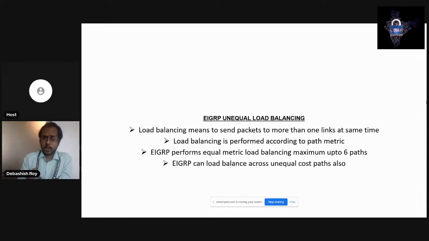Now, EIGRP can load balance across unequal cost paths also, and that is a unique feature of EIGRP because the previous routing protocols, RIP, Routing Information Protocol, or OSPF, Open Shortest Path First, didn't do unequal cost load balancing. They only did equal cost load balancing. But EIGRP supports both equal and also unequal cost load balancing.